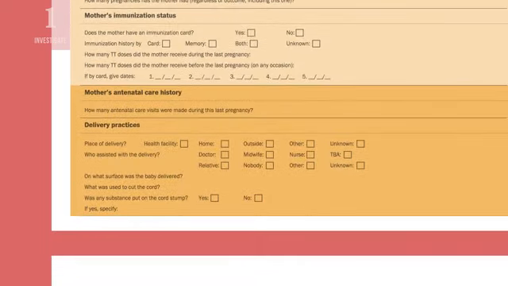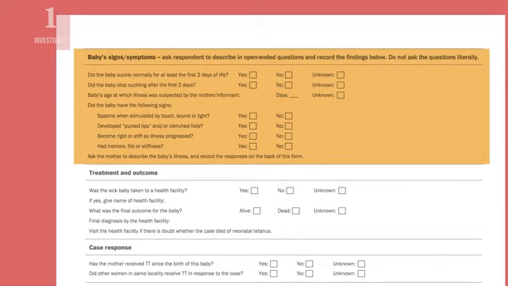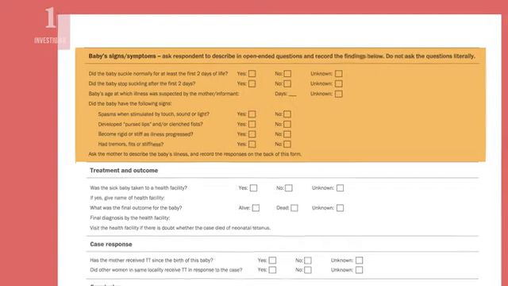List any other risk factors for the suspected disease. With neonatal tetanus, you would record information about the mother's antenatal care history and delivery practices. Describe the symptoms of the suspected disease. When talking to the caregiver, responses will generally be more accurate if you ask open-ended questions instead of directly asking the questions on the form.